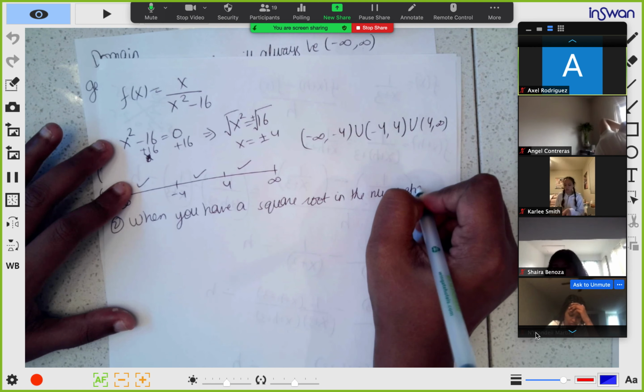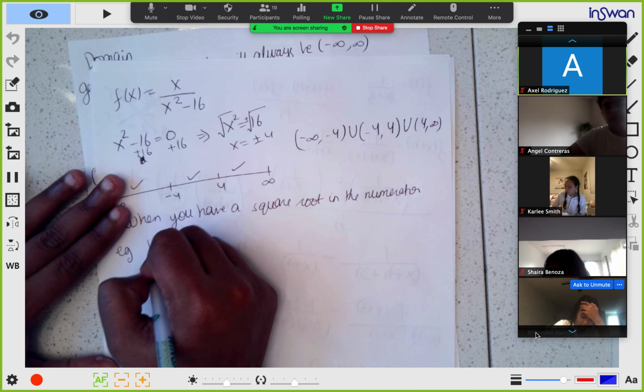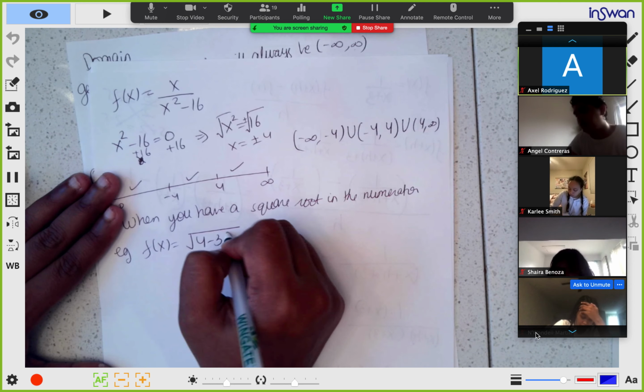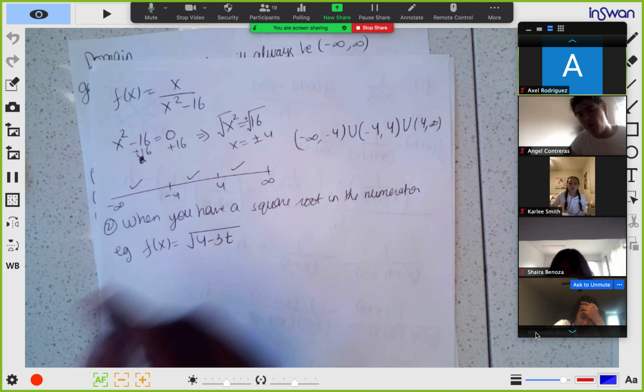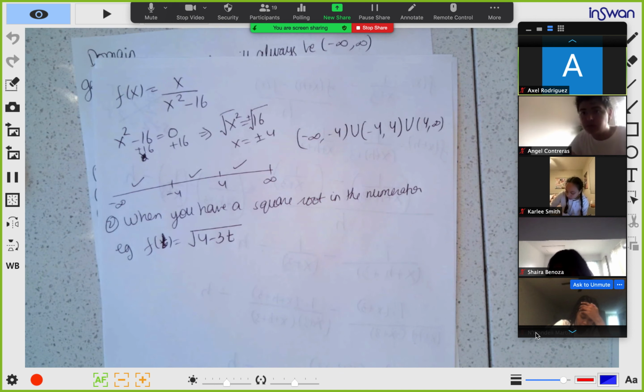Let's take an example. You are given f of x as the square root of 4 minus 3t. Or f of t, I'll say f of t, with t in place of x. It does not matter which variable I'm taking. f of t is equal to the square root of 4 minus 3t. Now you have a square root in the numerator. Note my square root is not in the denominator, it's in the numerator, on the top. You might say there's no denominator. It's okay, there's no denominator, it's still in the top.